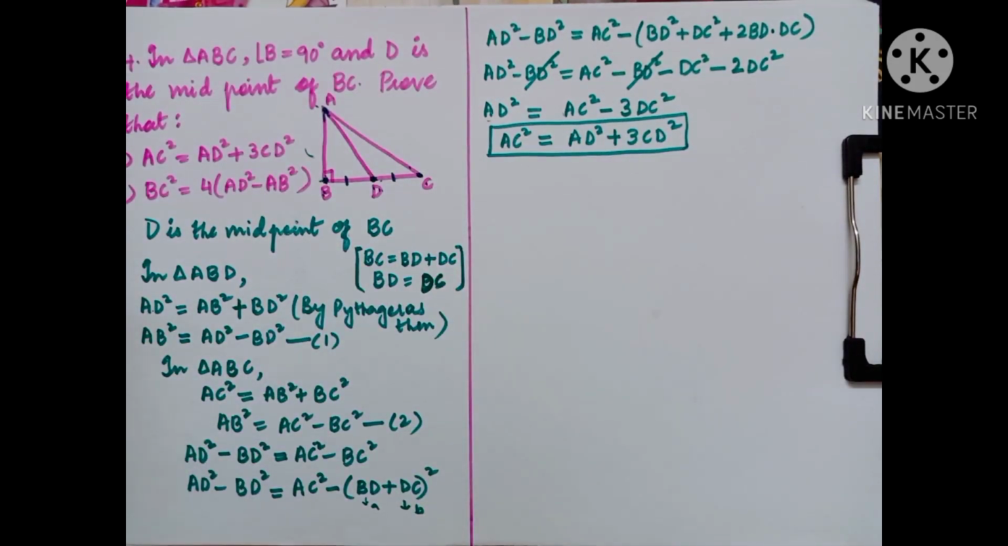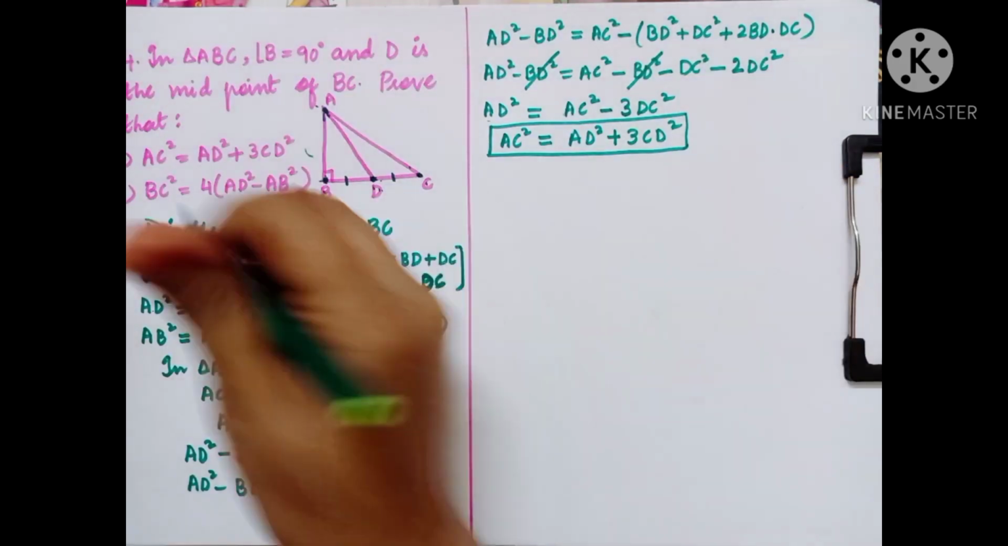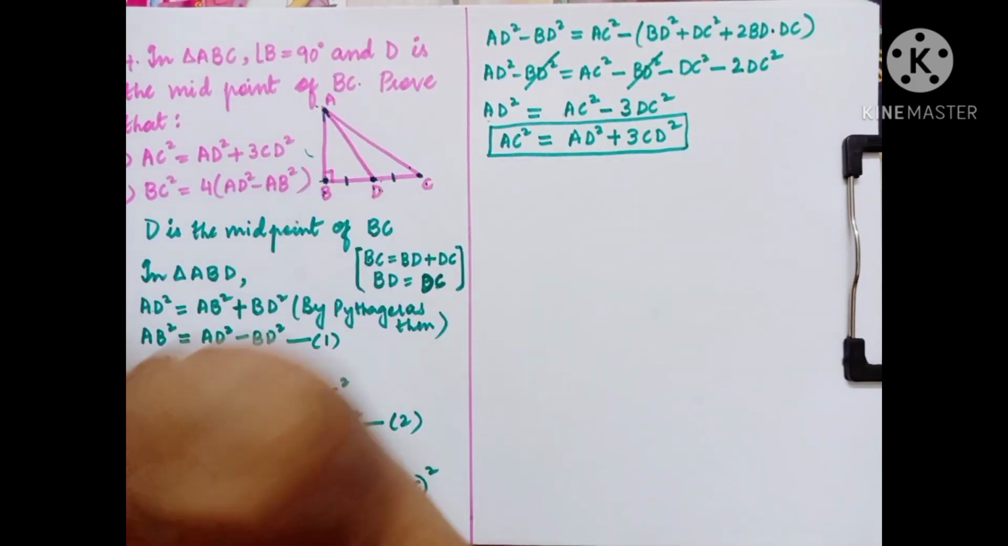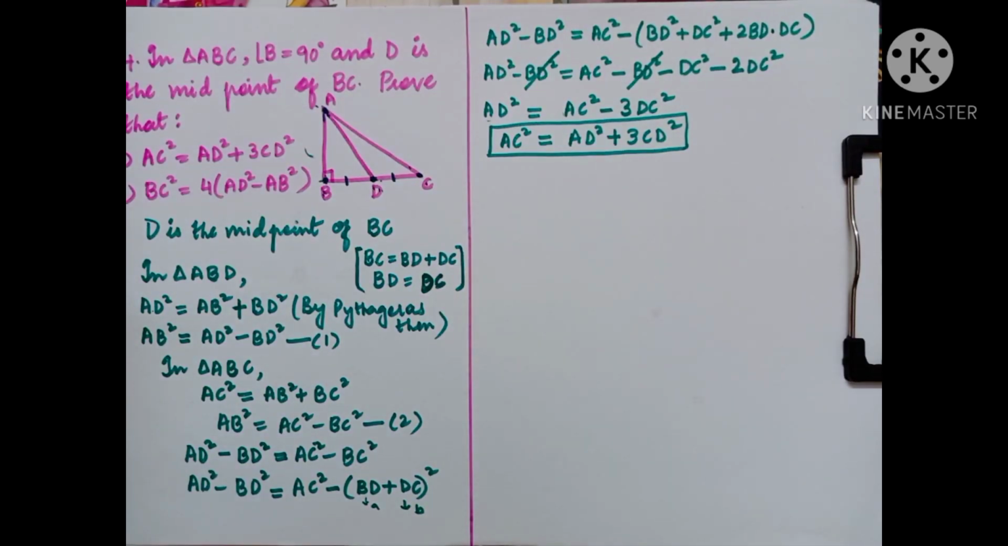Now let us go to the next bit, that is BC square equal to 4 of AD square minus AB square, you need to prove. So what can you do over here?